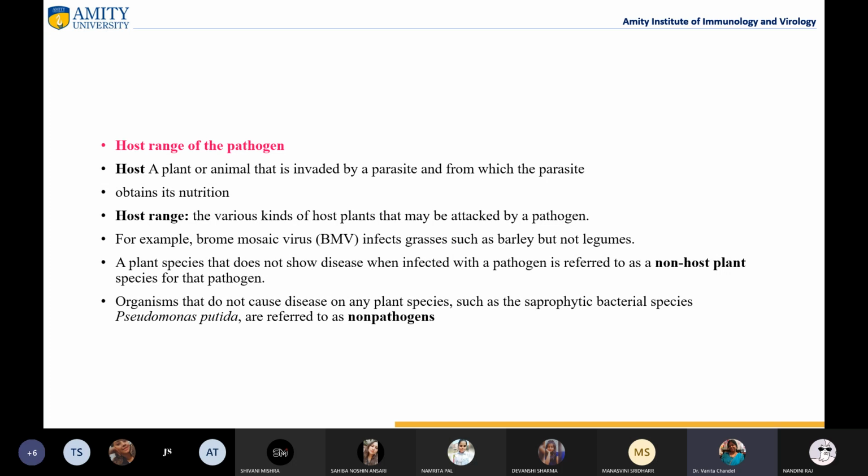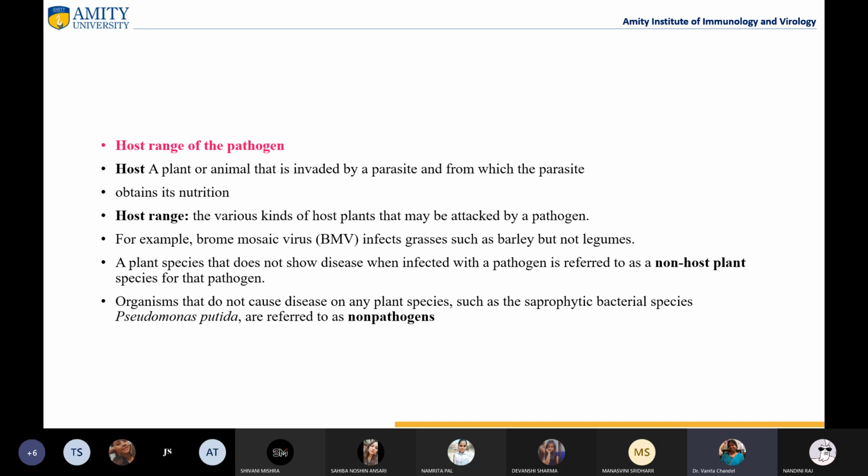For example, brome mosaic virus infects grasses such as barley, but brome mosaic virus is not found in legumes. So that means legumes are not hosts of this particular virus. A plant species that does not show disease when infected with a pathogen is referred to as a non-host plant species of that particular pathogen, right? So remember these words: what are the hosts of a particular pathogen, and what are the non-hosts of a particular pathogen. Organisms that do not cause disease on any plant species, such as some saprophytic bacterial species like Pseudomonas, are referred to as non-pathogens.